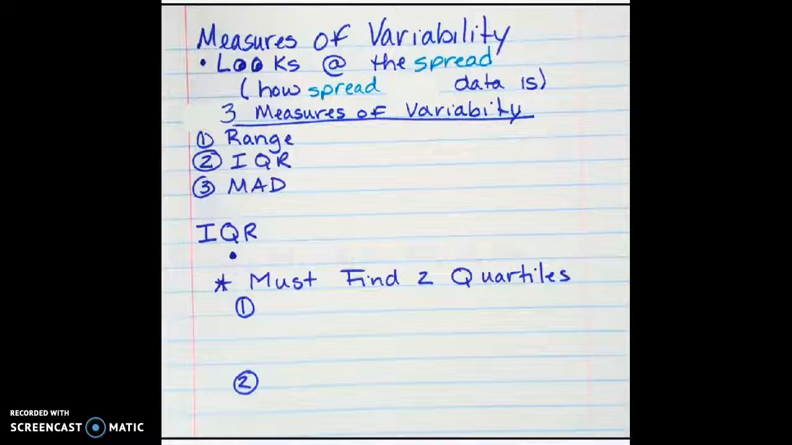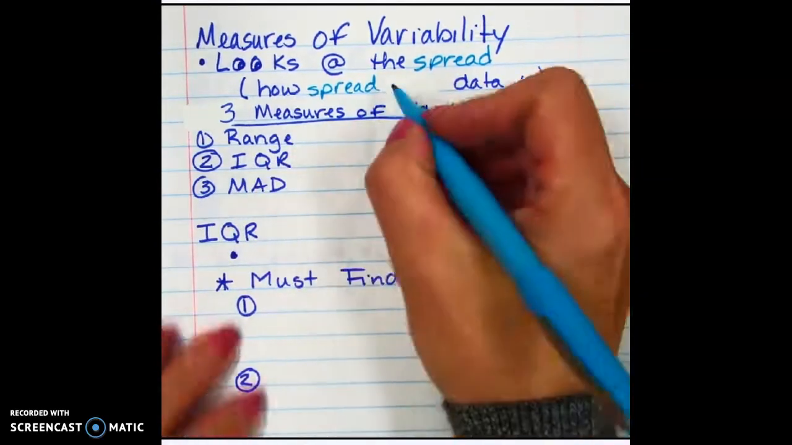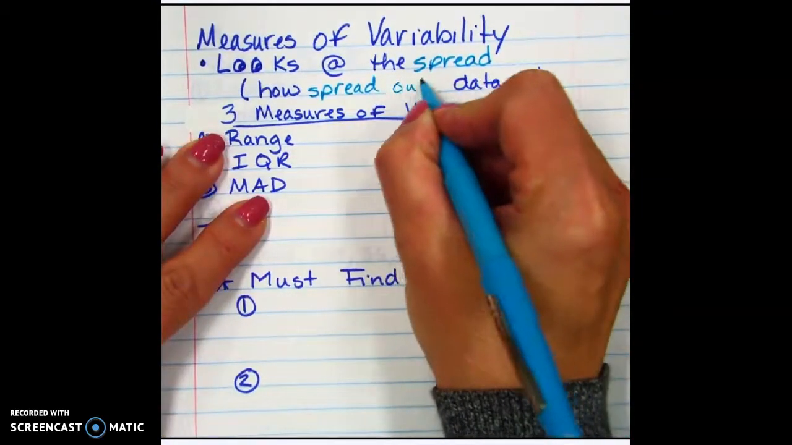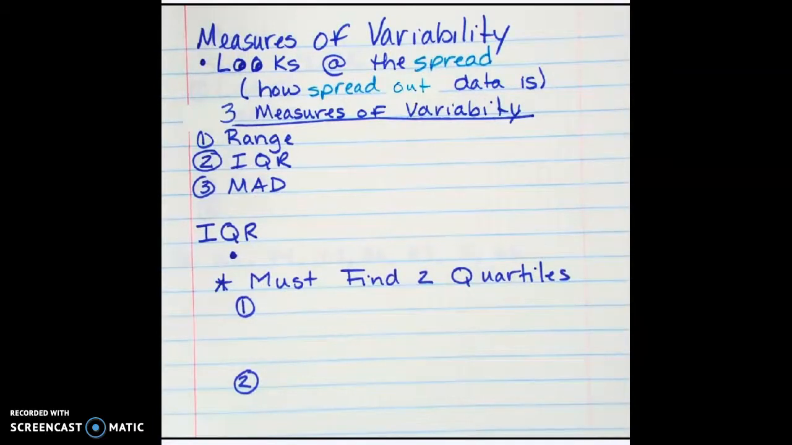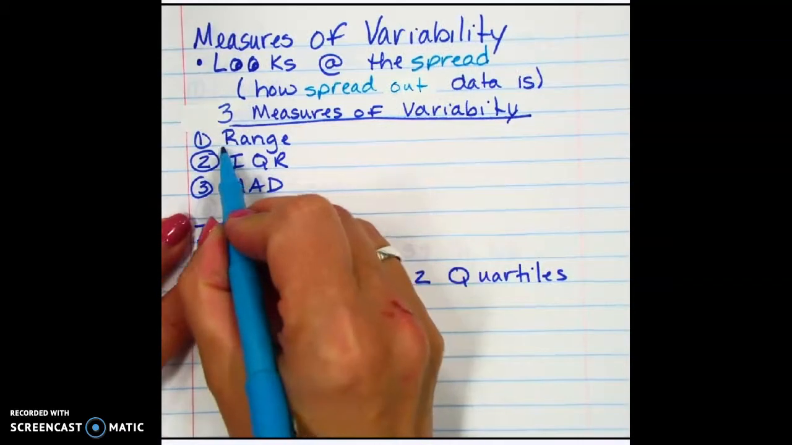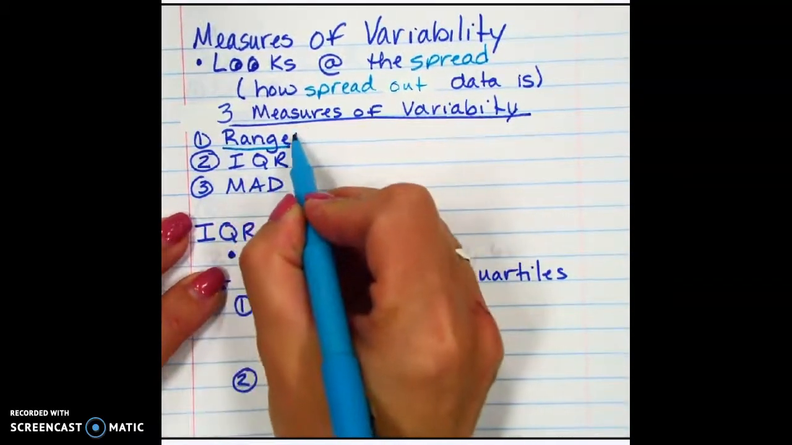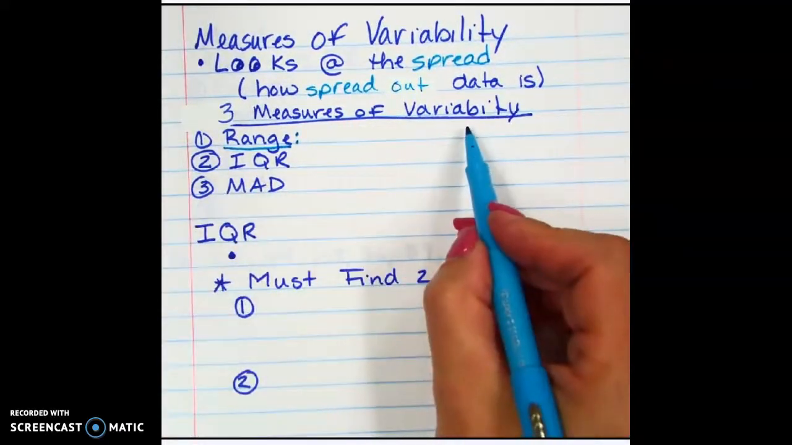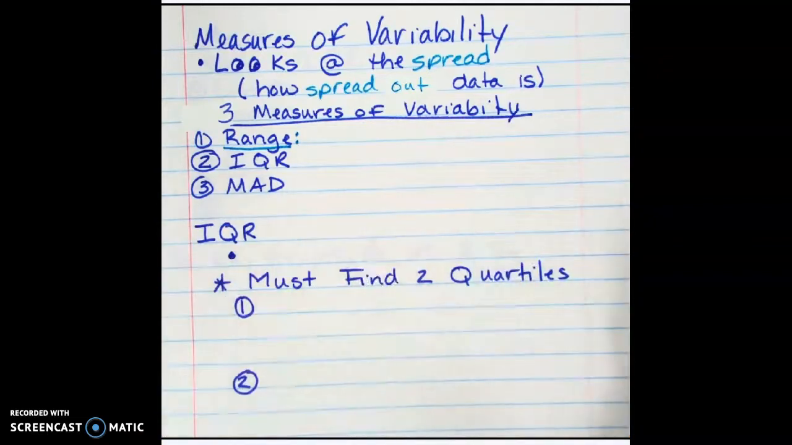So we just finished up looking at measures of center, which included the mean, the median, and the mode. And actually, we did throw in range there. But today we're going to be looking at measures of variability. And that looks at the spread. So it's how spread out the data is. Now there's three measures of variability. I did mention we learned the range with the measure of center, but it actually is a measure of variability, how much the data varies.